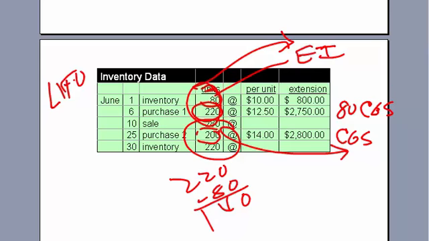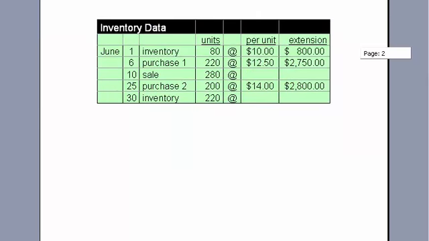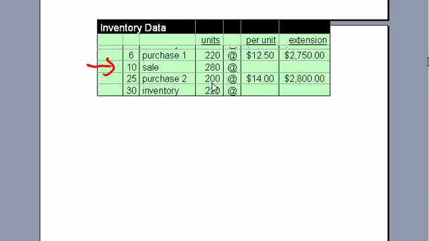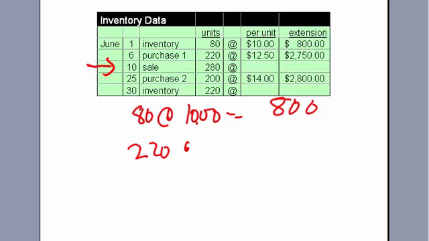Okay, the next concept then is, well, what do we do if we're under a perpetual method? Well, under a perpetual method, now this sale becomes important. So we typically make a little card, and I'll write down below here that we have 80 units at $10. So we're at $10, so we're sitting at 800. And then we have a purchase, so we purchase 220 more at $12.50. So that's going to be $2,750. Now we sell 280.